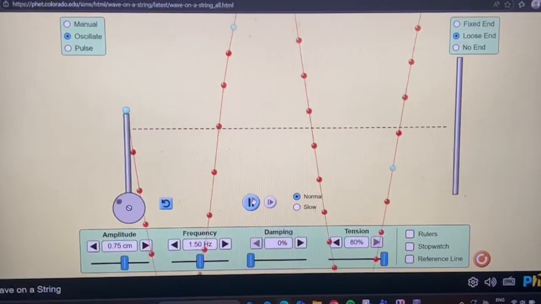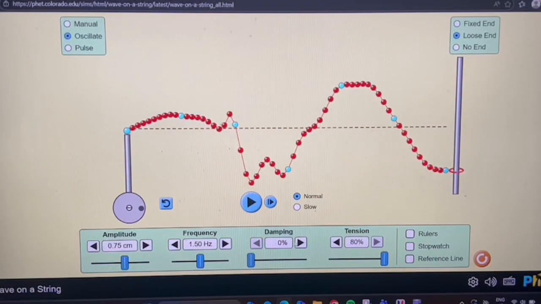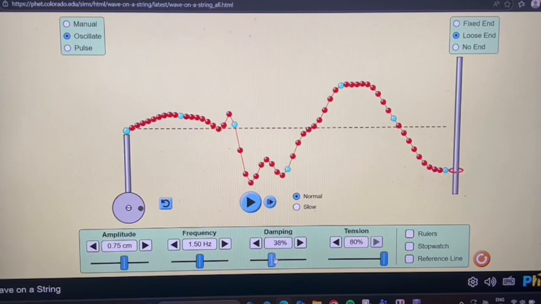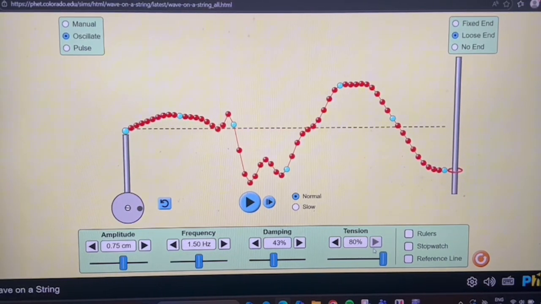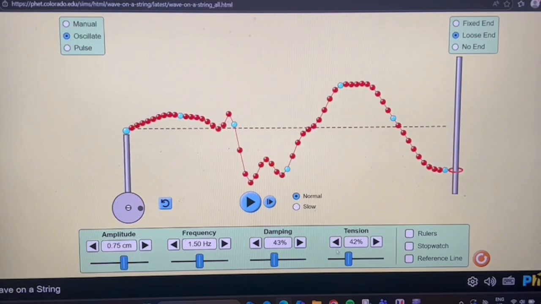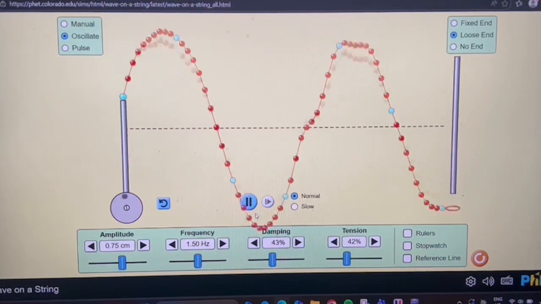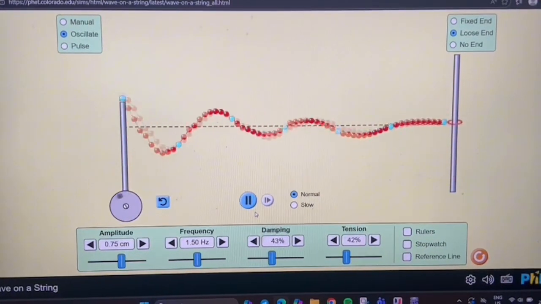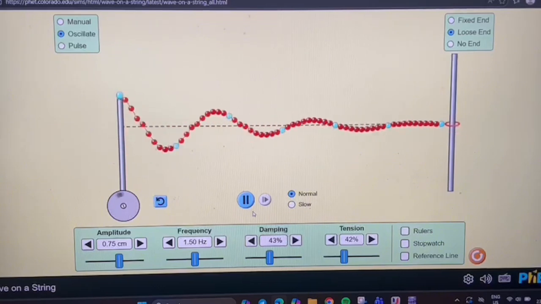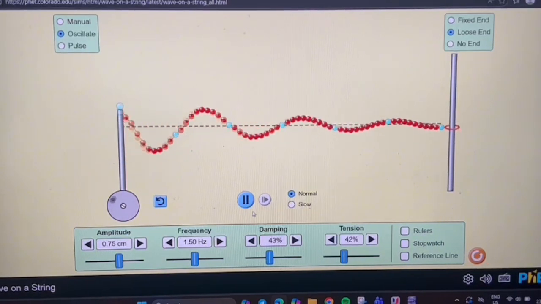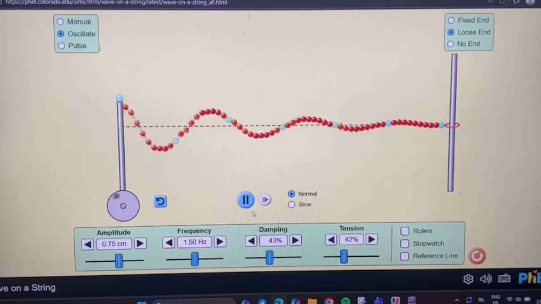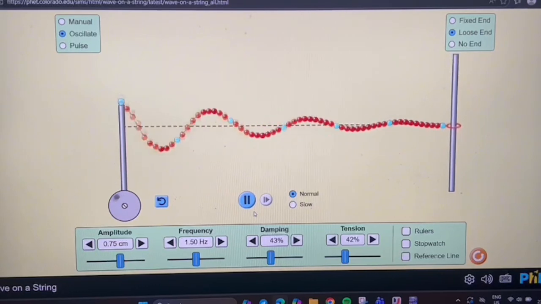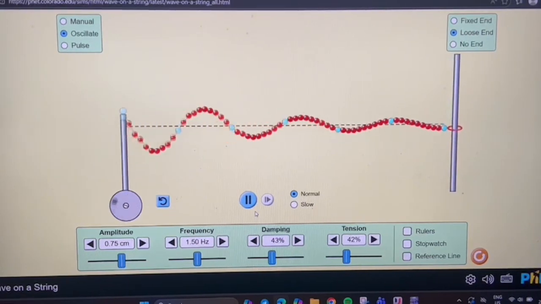And lastly, if we change the damping to medium, we put it at 43 and the tension is 43 also. We see the simulation. The wave travels at a moderate speed due to the medium tension, and the reflected wave remains upright, indicating no phase change at the loose end.